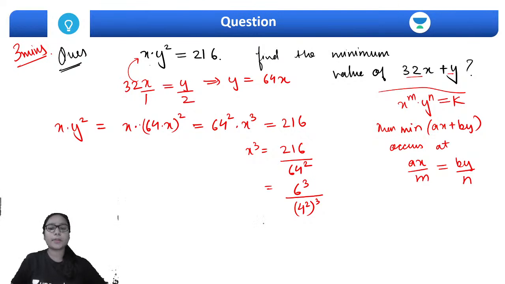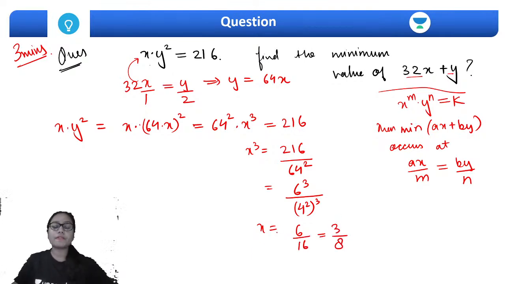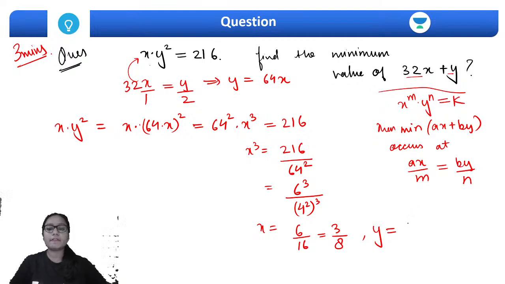Alright, so from here I got the value of x as 6 by 16, which is equal to 3 by 8. Since the value of x is equal to 3 by 8, from here I can get the value of y also. So the value of y will be equal to 64 into 3 by 8. This is 8 into 3, that is 24. So the value of x is 3 by 8 and the value of y is 24.